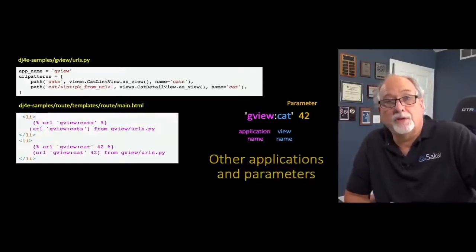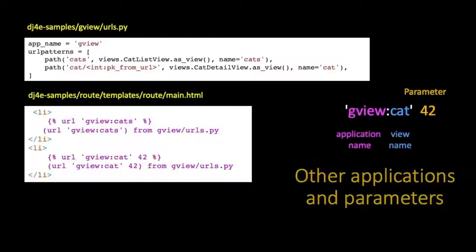An application we're going to look at in just a bit is this thing called the generic views. It's an application called gview. We want to make a link to that application, and we know that there are two views. There's a list view and a detail view. All we have to do is take a look at the urls.py, and we know that it's application gview, and this view has a name and that view has a name. The view that is all the cats has a name of cats, and the view for a single cat is cat. But the cat one takes a parameter. It's an integer number, which is cat number 42 or whatever.